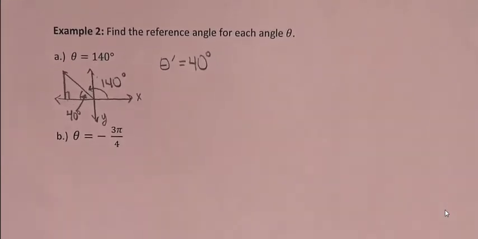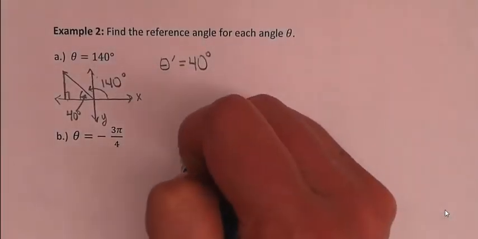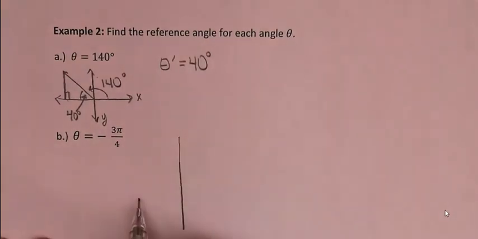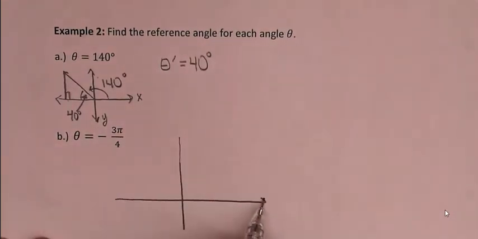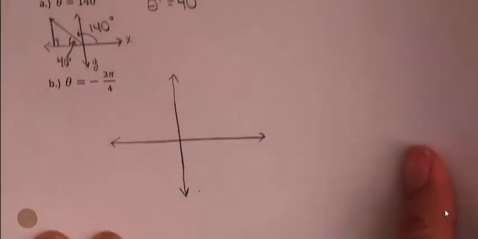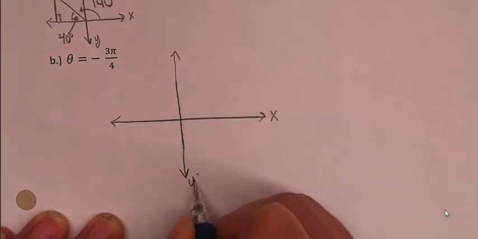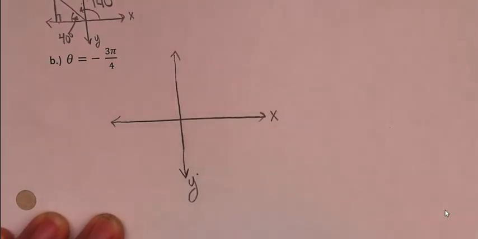All right, now let's do one with radians. I'm going to draw this one a little bit bigger because it's going to be a little bit more challenging for some of you. So first of all, I notice that my angle is negative, which means I'm going to start at the positive x-axis, and I'm going to then go clockwise.